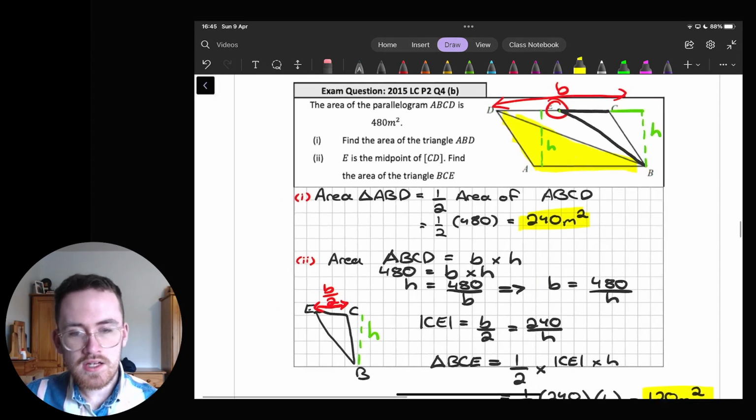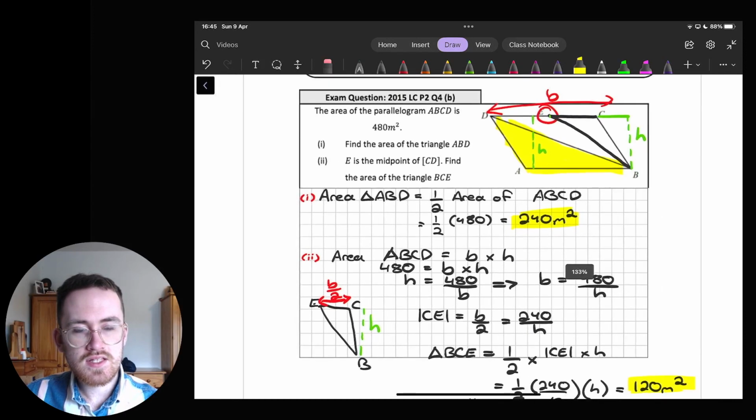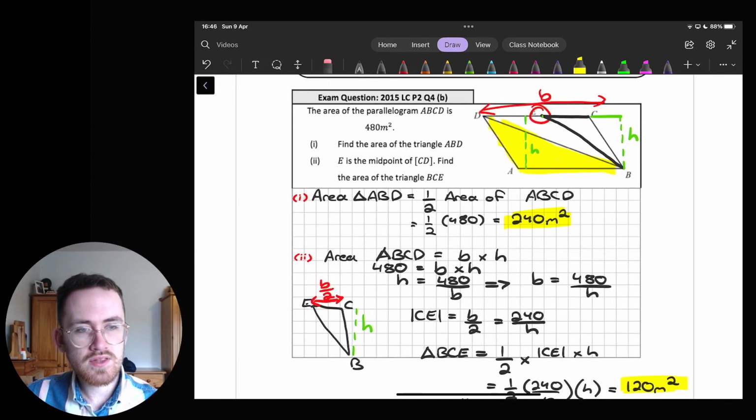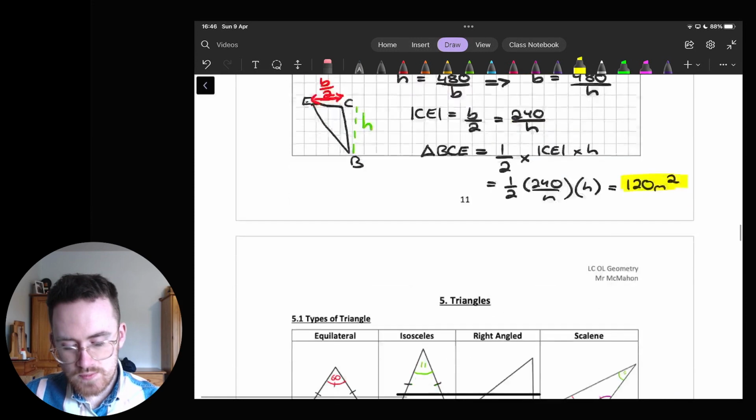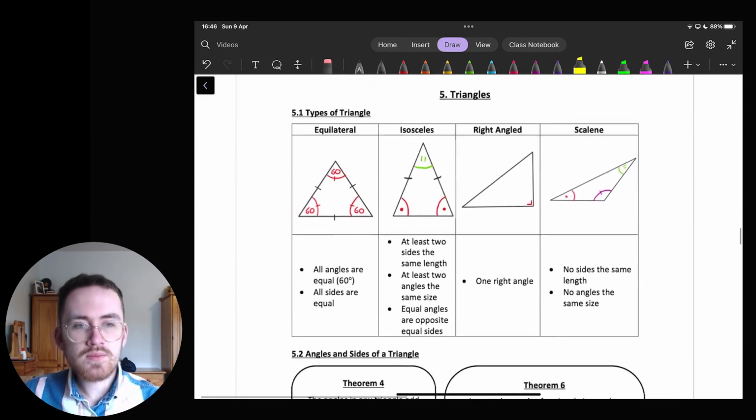But again, finding the area of a triangle and the area of a parallelogram are things that we should be generally familiar with. That's why the questions then require us to put that into more complex situations. Keep going, then we'll look at some triangles.